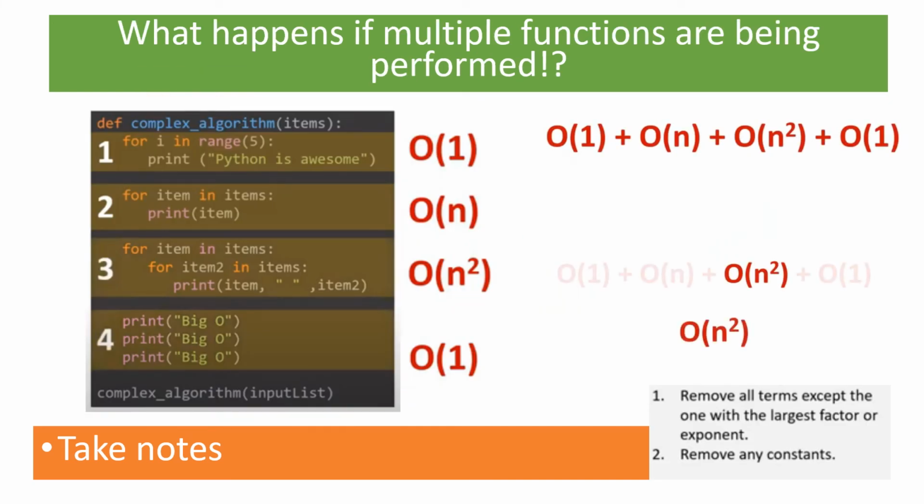This is a quick reminder about what happens if we have multiple functions in code. You can see 4 sections of our code here. I put the time complexity by the side of each one. When we add them up and create a formula, remember we look for the most dominant term, the term with the largest factor, which is O(n squared). We remove any constants, so actually the time complexity for this whole program is now O(n squared), just because of the code in section 3.